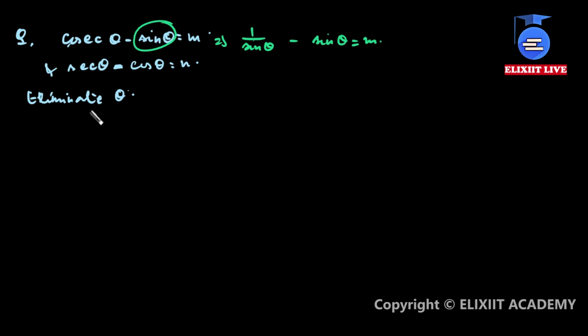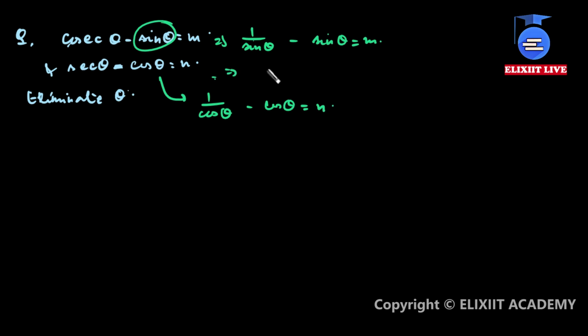And here, sec theta minus cos theta. Let's bring this in terms of cos theta. Basically, I get 1 by cos theta minus cos theta is equal to n. Okay, I can take the LCM and simplify also.